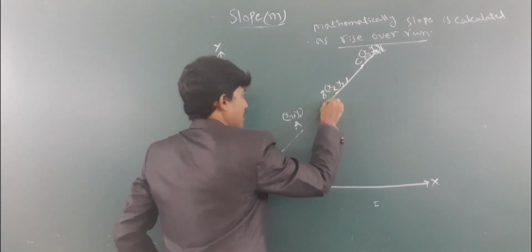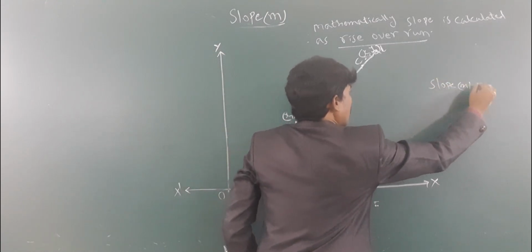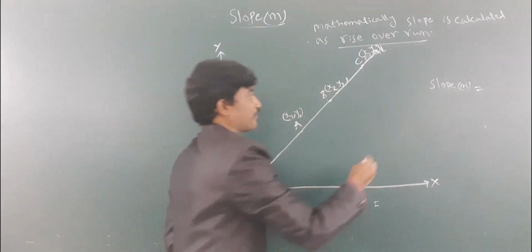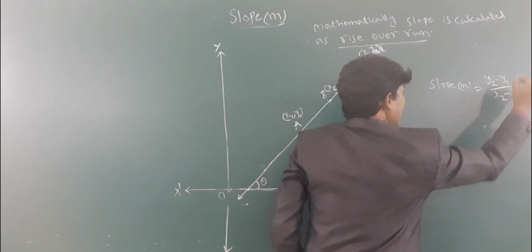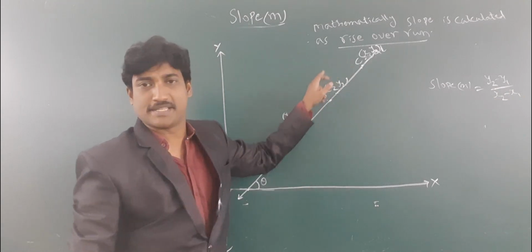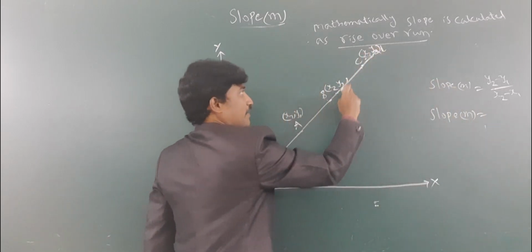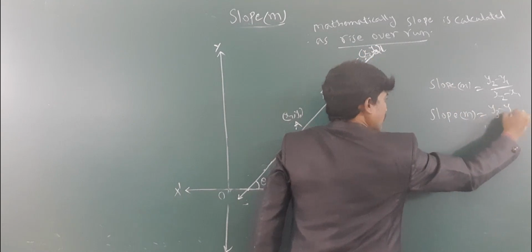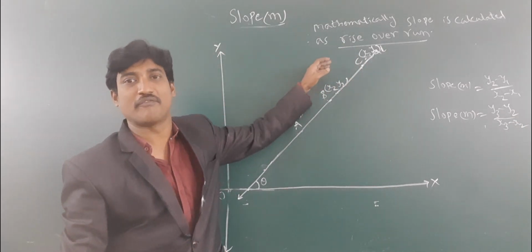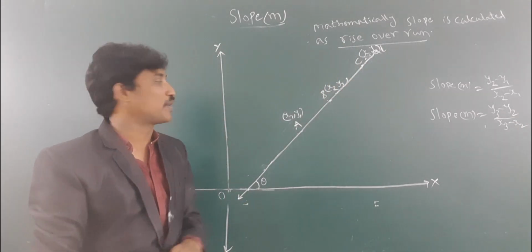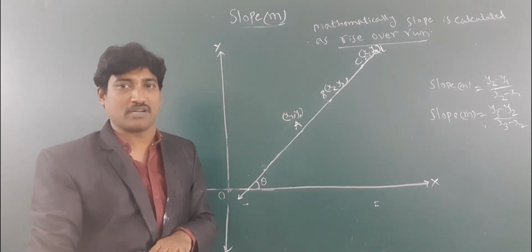Slope of a line is exactly the same everywhere on the line. Using the points A and B, we can write slope m is equal to y2 minus y1 by x2 minus x1, the difference of y coordinates by difference of x coordinates. Using the points B and C, we can write slope of this line as y3 minus y2 by x3 minus x2. So you can choose any points to find slope of that line.